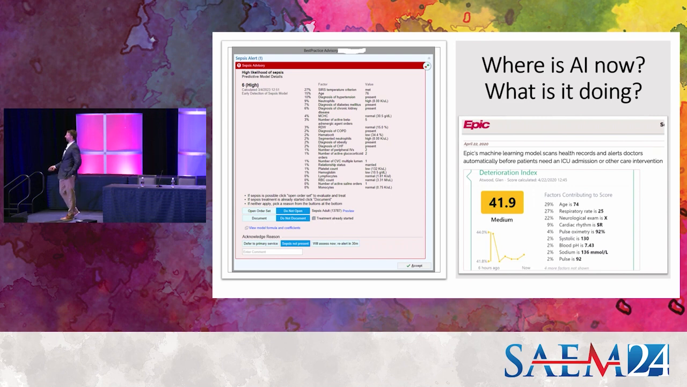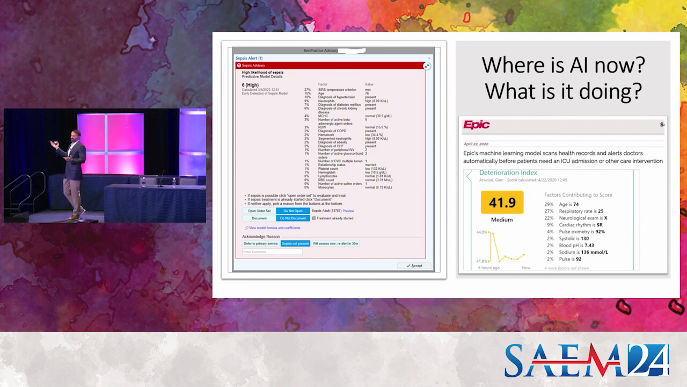So where is AI right now? Anybody ever see this? If you're an Epic user, this pop-up window or something like it, right? You get these BPAs, right? This is our former sepsis one. I forget what the statistic was, but it was like less than 10% of these got acknowledged in a meaningful way, and we turned it into something different now.